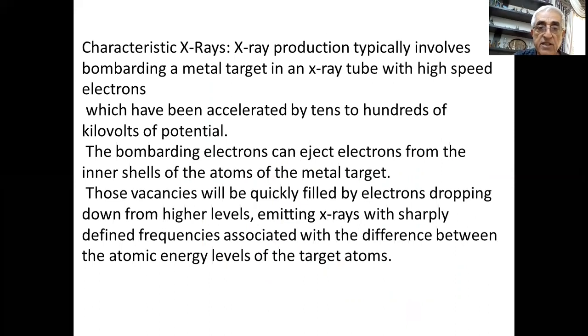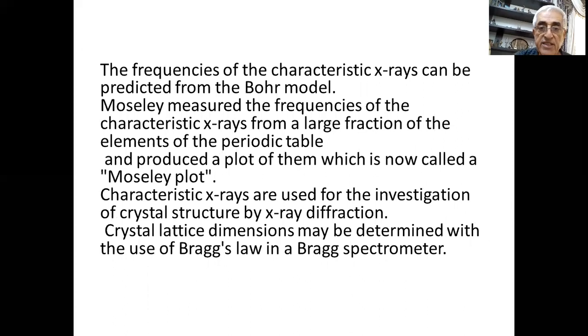Characteristic X-rays. X-ray production typically involves bombarding a metallic target in an X-ray tube with high-speed electrons, which have been accelerated by tens to hundreds of kilovolts of potential. The bombarding electrons can eject electrons from the inner shells of the atoms of the metal. Those vacancies will be quickly filled by electrons dropping down from higher levels, emitting X-rays with sharply defined frequencies associated with the difference between the atomic energy levels of the target atoms. The frequencies of the characteristic X-rays can be predicted from the Bohr model.